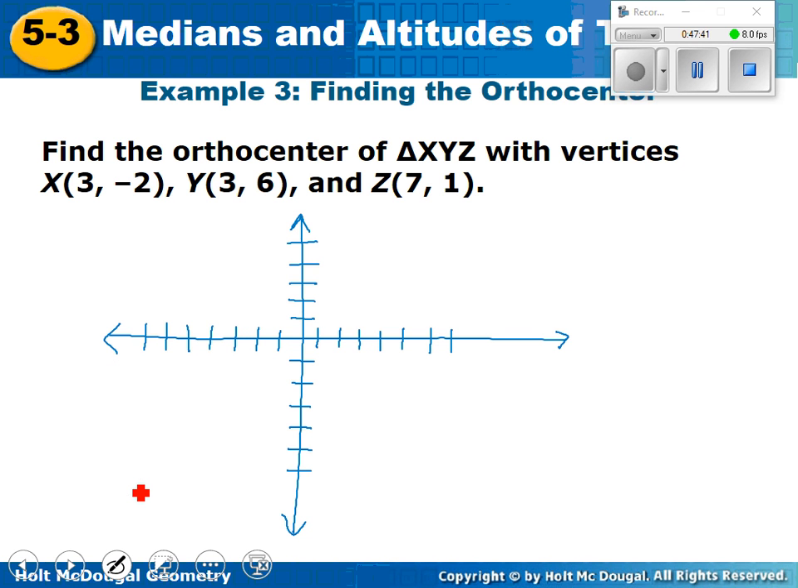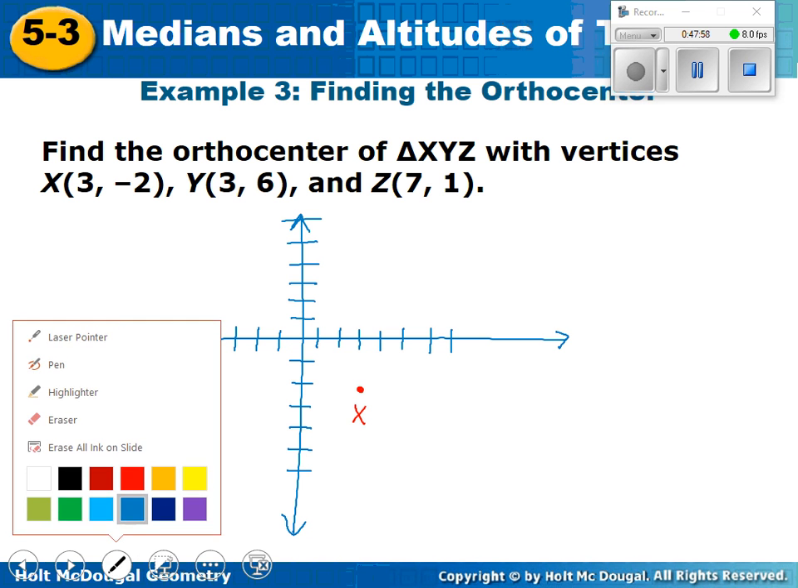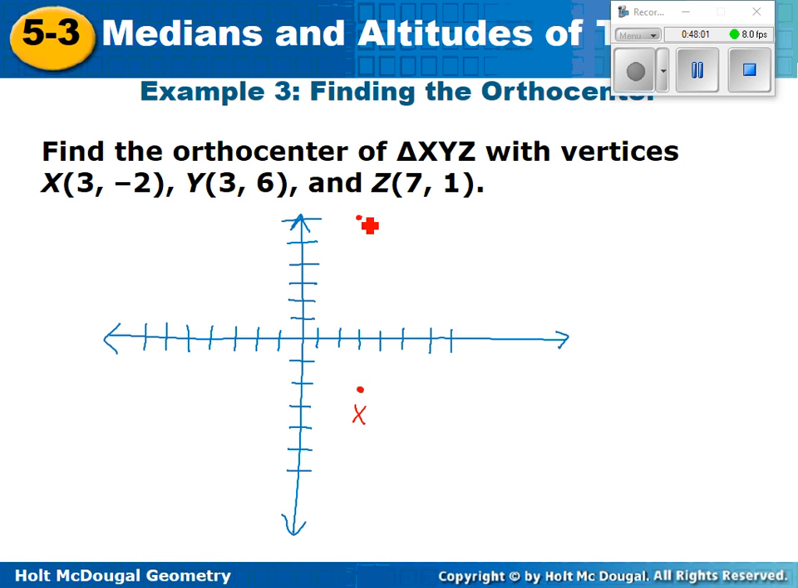Okay. So let's post our coordinates here. We've got 3, -2. And 3, 6. Need one more there. And 7, 1. And draw your triangle. Is that correct? Is that how yours looks? Okay. So label it XYZ, graph the triangle.